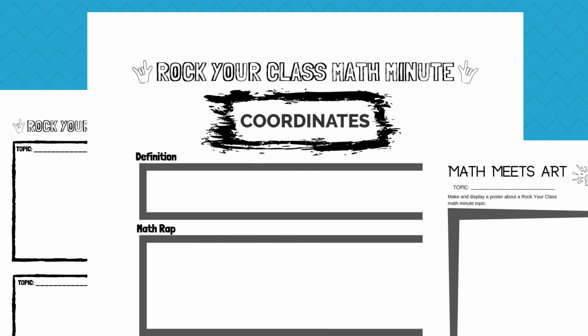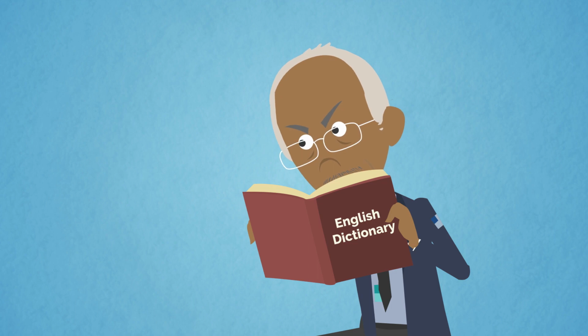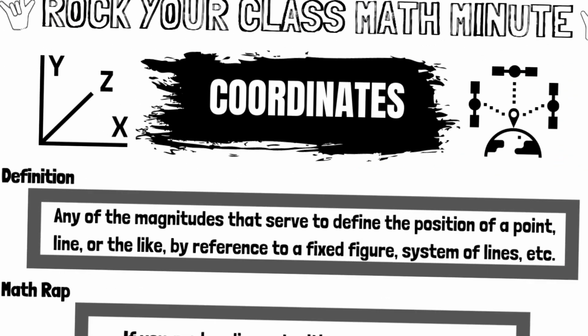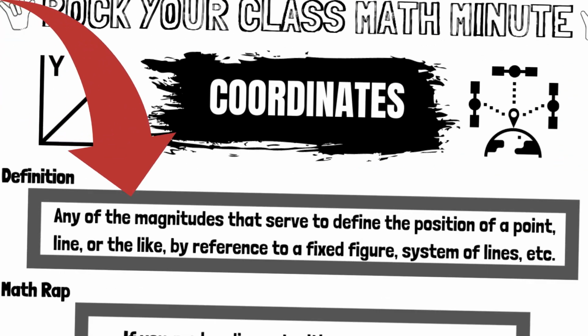Coordinates. What does the dictionary say? Any of the magnitudes that serve to define the position of a point, line, or the like, by reference to a fixed figure, system of lines, etc.